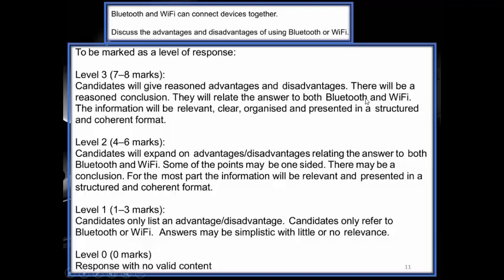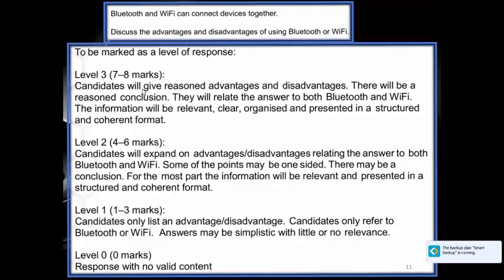So when you answer this kind of question, you have to talk about both parties. Talk about advantages of this, disadvantages of this, advantages of that, disadvantages of that. Not only that, you have to relate it also with other forms of communication, like wired communication. It may not be stated in the question, but evaluation questions expect you to go beyond the question you are given. Look for related means, related ways, and talk about them with respect to the question. The information will be relevant, clear, organized, and presented in a structured and coherent format. So if you can follow these, you're sure of getting 7 to 8 marks.